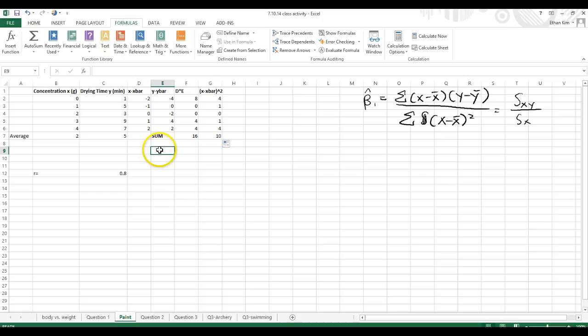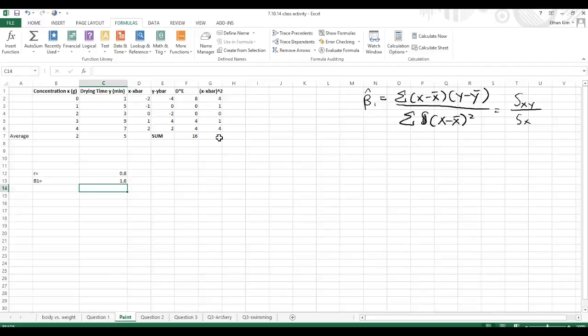Okay, and to get beta 1, just write it down here. Beta 1 equals the sum of all these values, so that's this one right here, divided by this number, and we get 1.6. So 1.6 is the slope of this function.